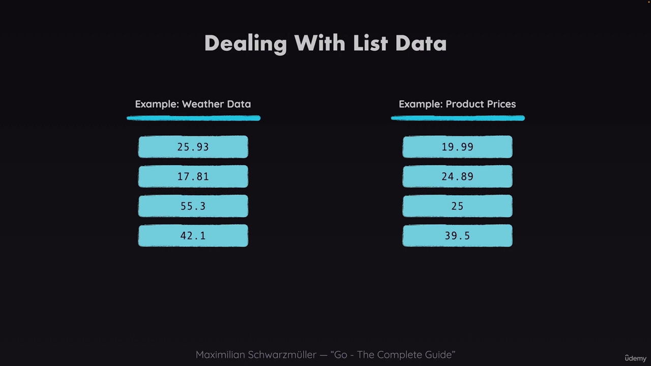Let's say different numbers. Now, they all express the same thing. For example, if we get temperature values, every number might express a temperature in Celsius or Fahrenheit. But we of course have different values. Now, if we work with such kind of data, where we have many values that describe the same thing but have different values, then a struct won't help us.